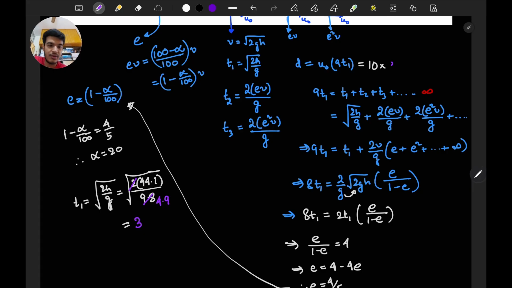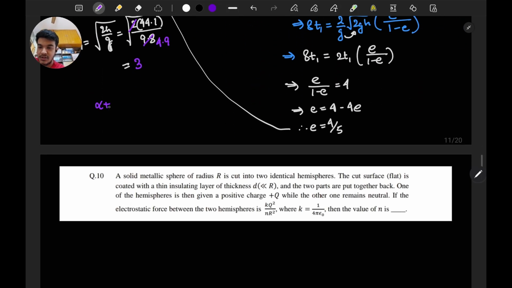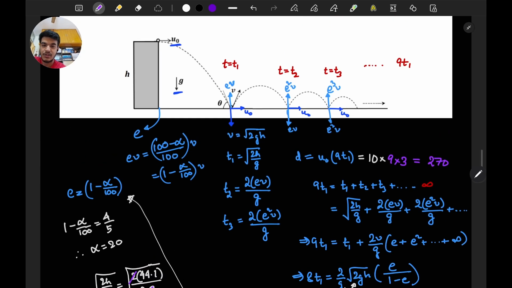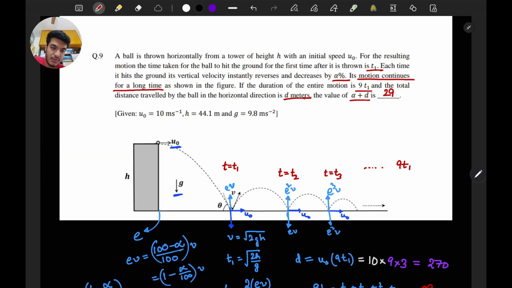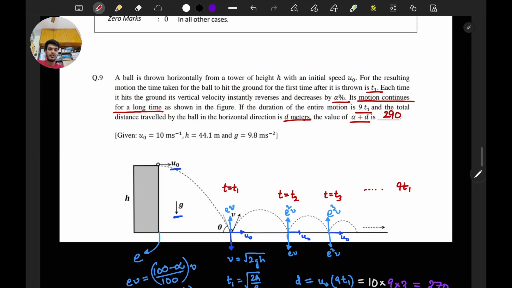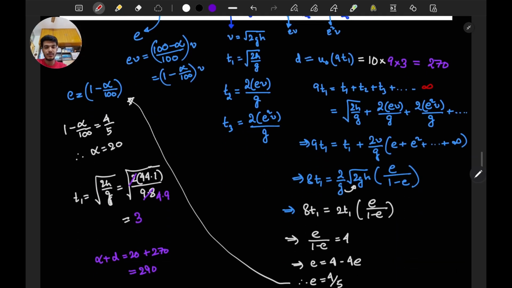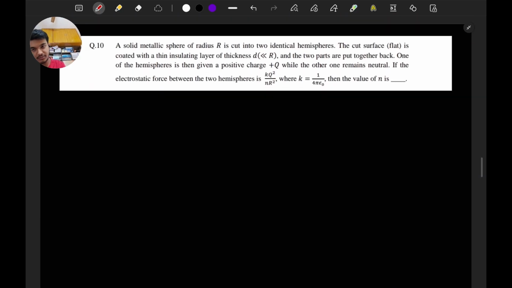So 9 into 3, so this is equal to 270. So alpha plus d is nothing but 20 plus 270, that is equal to 290. So my answer for this question, which is I had to calculate alpha plus d, has to be 290. This is my answer. Okay, so let's move on to the next question.